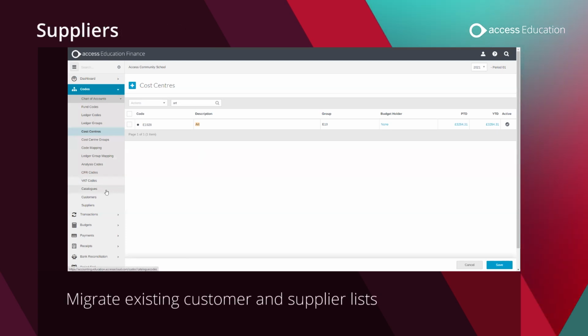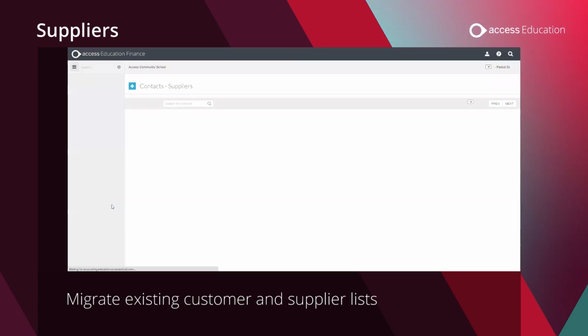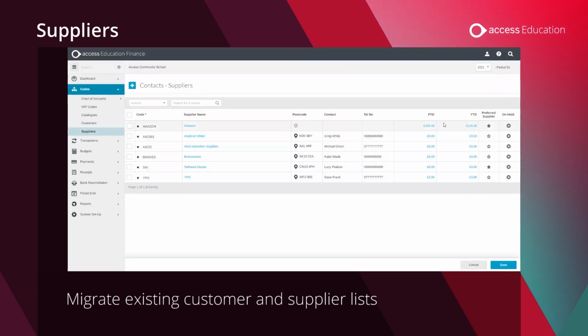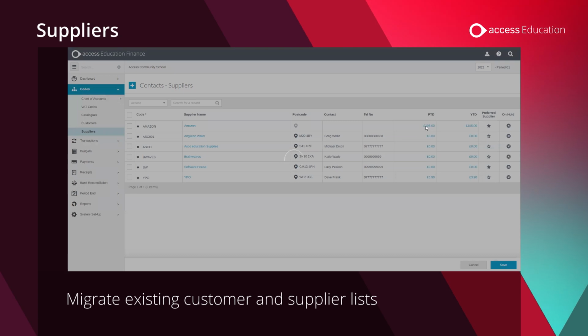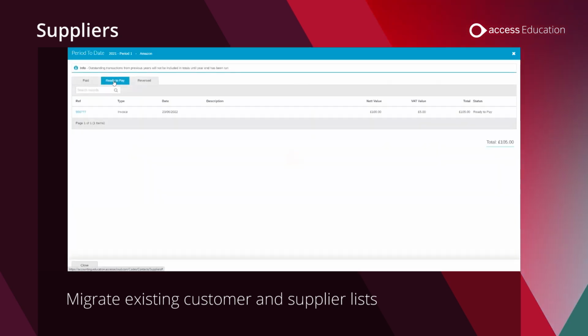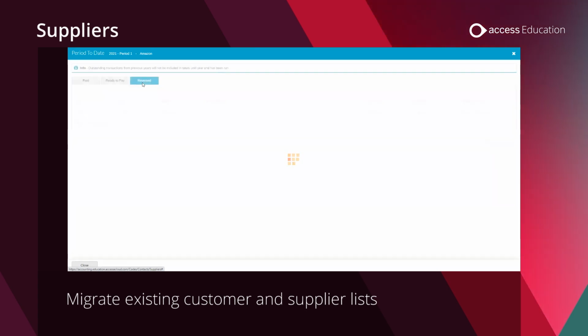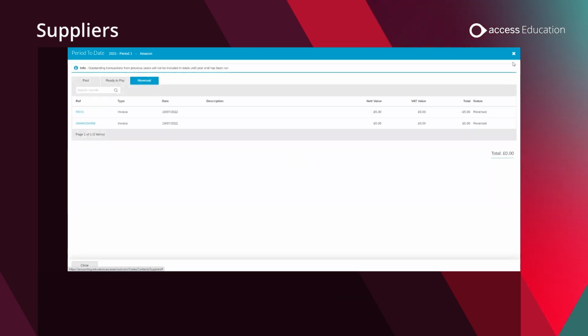I've also got the ability to import any catalogs and migrate my customer lists and my supplier lists. I can go through and see the same period to date and year to date information. I could click into a supplier, see what's been paid, what's ready to pay, and what's been reversed out of the system.